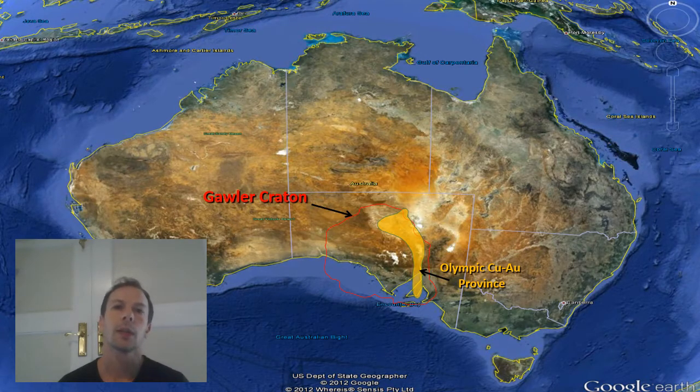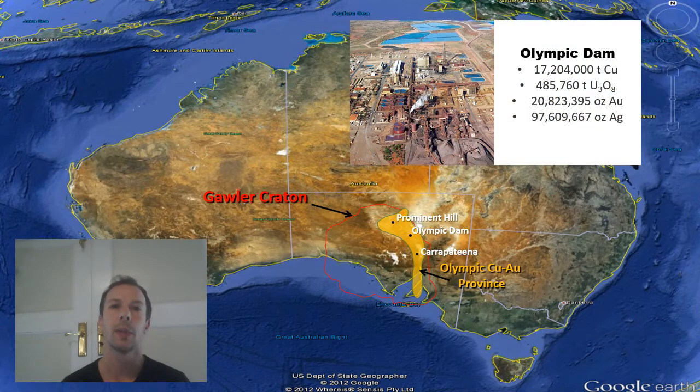Okay, to provide some context, I'll be talking about the Olympic Copper Gold province that sits along the eastern margin of South Australia's Gawler Craton. It's most notable for hosting a number of hematite style deposits such as Prominent Hill and Carrapateena, and also of course the giant Olympic Dam deposit, which contains over 17 million tonnes of copper, and it's a very significant uranium deposit, a lot of gold and silver, and actually loads of other elements as well. But it's probably the primary example of the IOCG deposit.